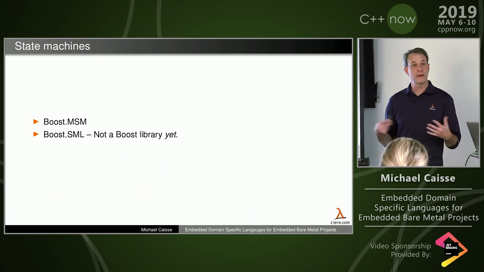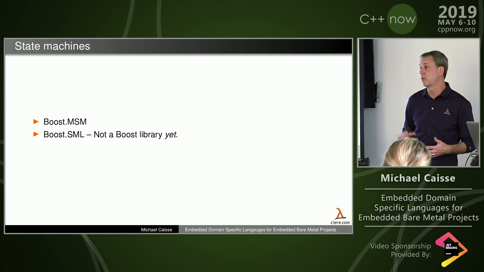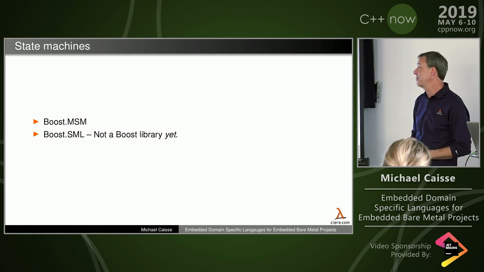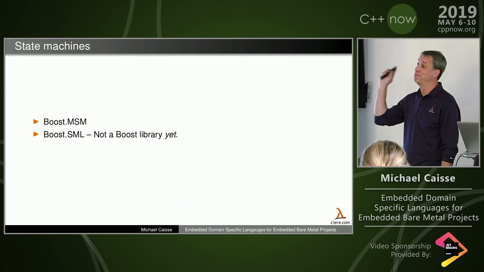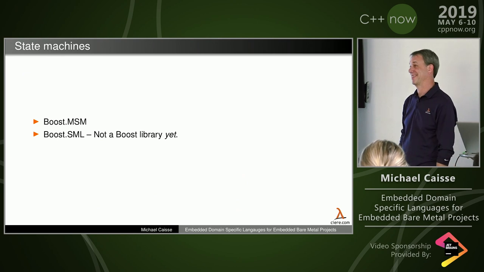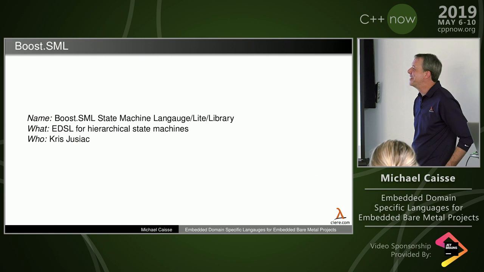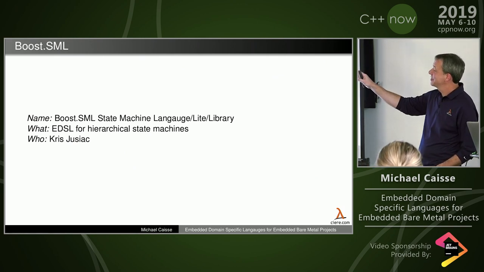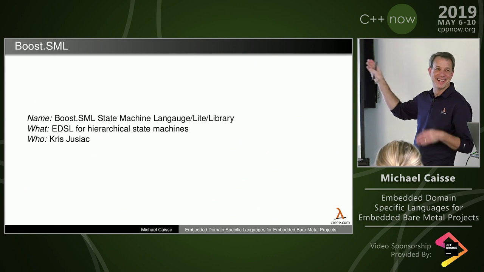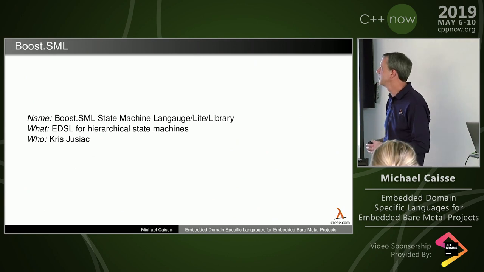But as the language has evolved, so have the techniques and the capabilities of the language and what we're allowed to do. And now we have things like SML, which is not a Boost library yet. That has been up there as long as Boost Stash has been around, at least. So we've got to work on that, huh? Boost SML is the state machine language slash light slash library. If you're not sure what to name it, just come up with a good last one there.